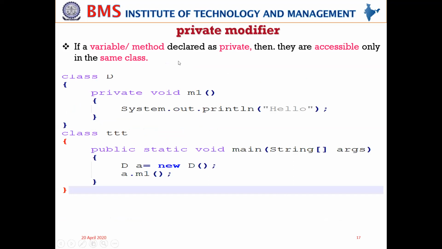If any method or variable is declared as private, then it cannot be accessed outside the class. It can be accessed within the same class. If we declare a variable or method as private, then it will be accessible within the same class and not outside the class or outside the package. So how do we illustrate this concept? Let me go for a simple example. Let me go to our program.